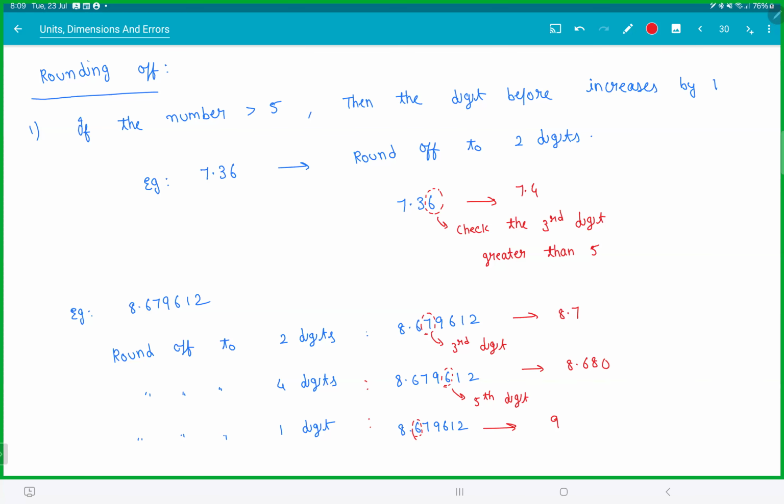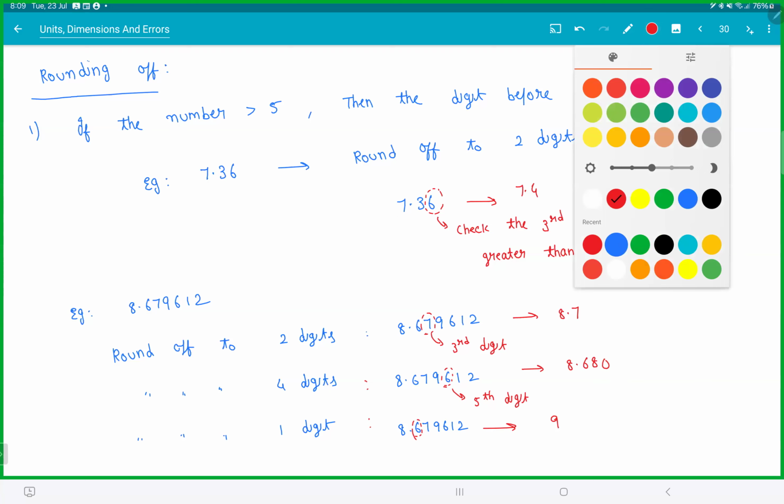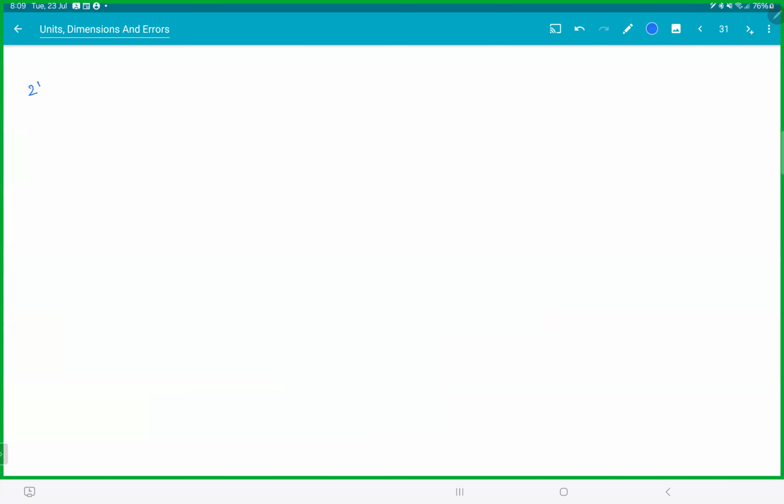All clear with this? Turn the page. Same thing. If the number is less than 5, you keep it as it is. Don't do anything. Then the last digit remains the same.